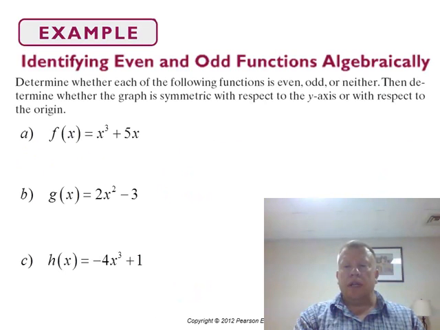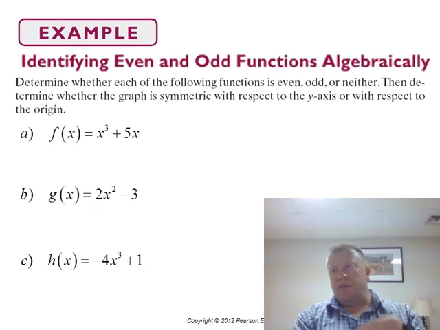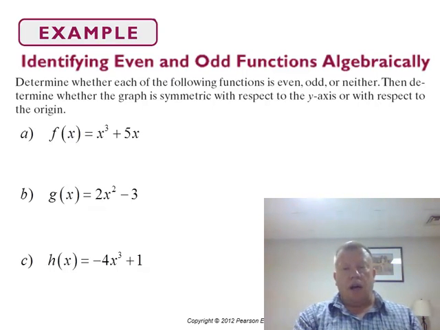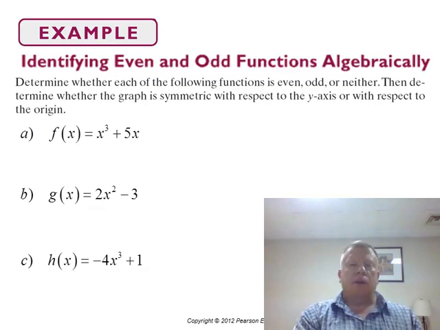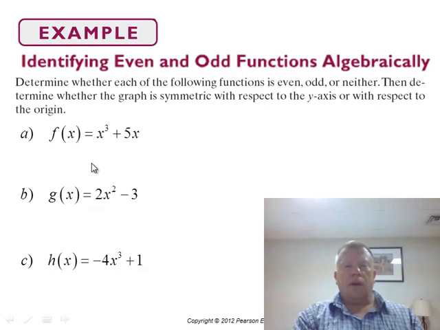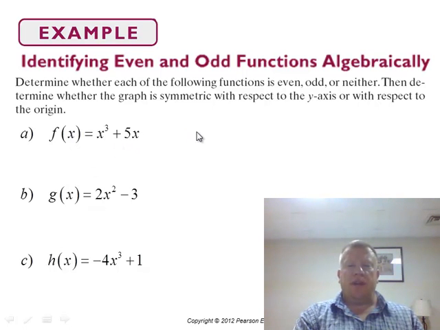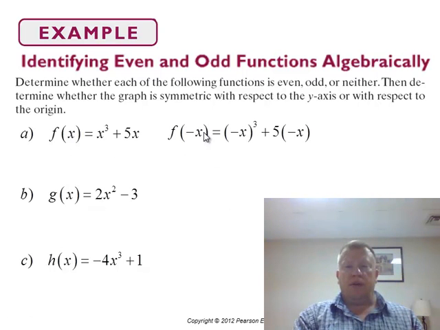All right, now if instead of just seeing the graph, we only saw the equations, we could tell whether the function is odd or even. Just replace x by negative x and see what happens. For this first function, f of x equals x cubed plus 5x, just replace x by negative x, and let's see what you've got.